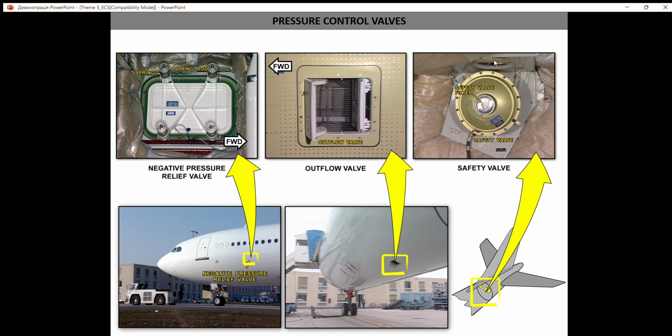And the safety valve. When the pressure inside is higher than outside, it will protect against overpressurization.